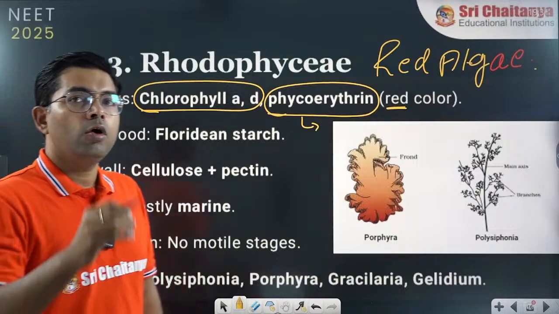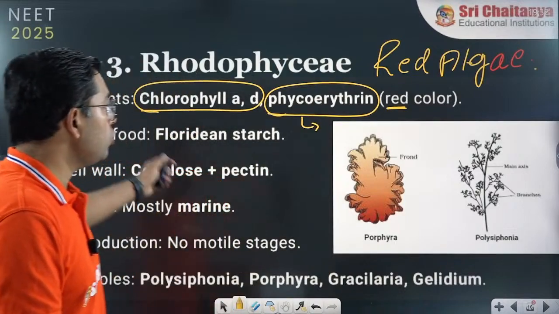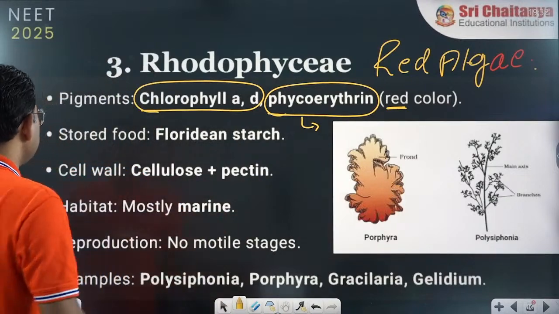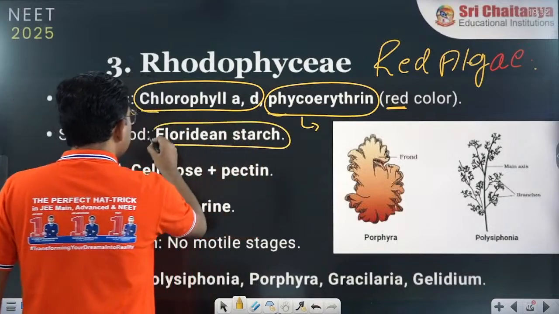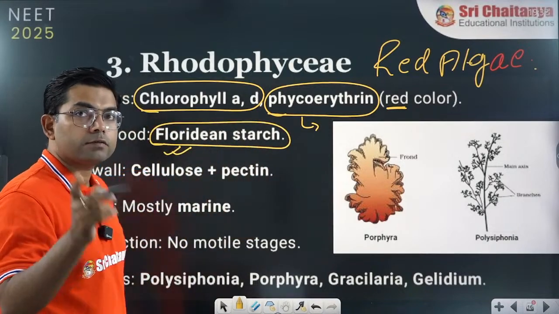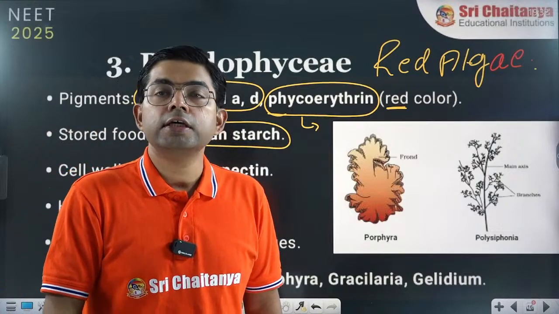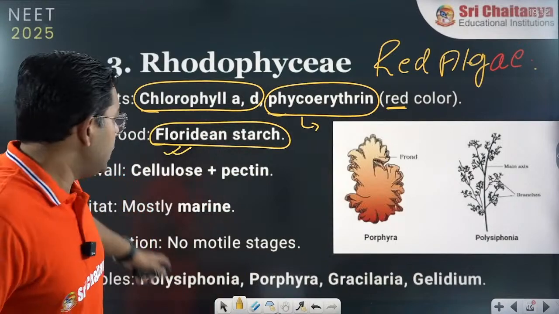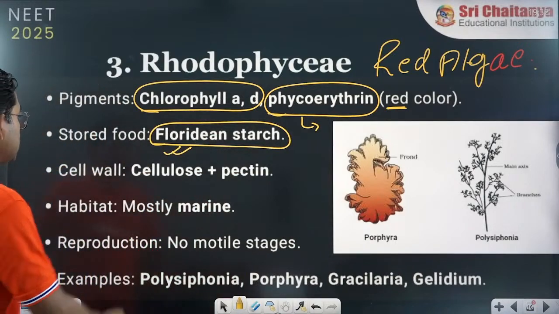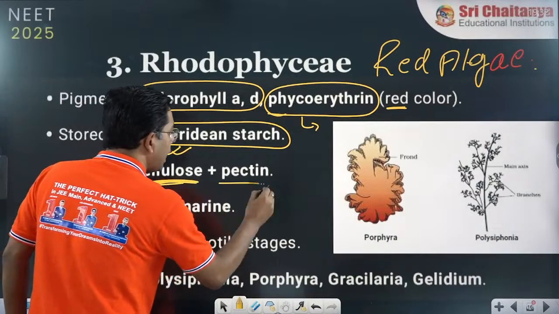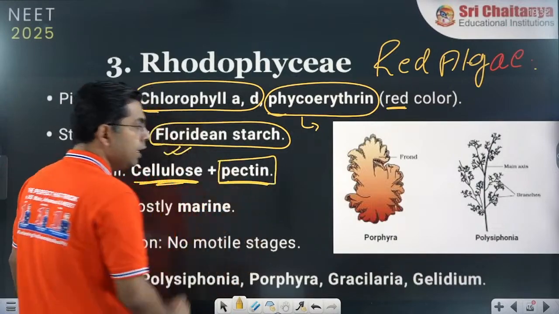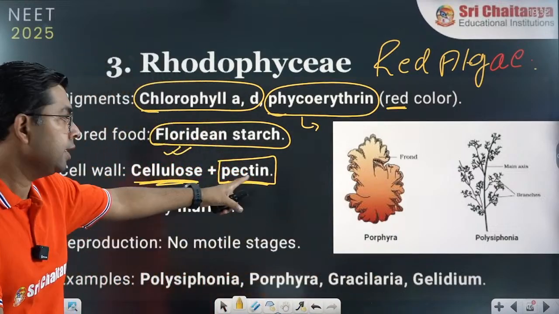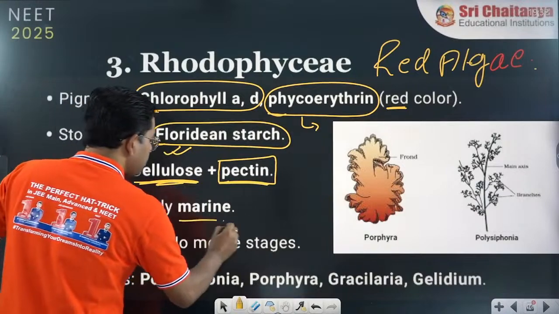Again a question is asked, why is Rhodophyceae red in color? Because of the presence of pigment phycoerythrin. Stored food is Floridean starch. In green algae it was starch. In brown algae it was mannitol. And here it is Floridean starch. Cell wall is made up of cellulose and pectin. Now in brown algae it was cellulose plus algin. Here it is cellulose plus pectin. Habitat is marine.